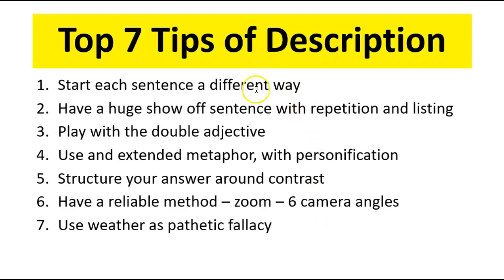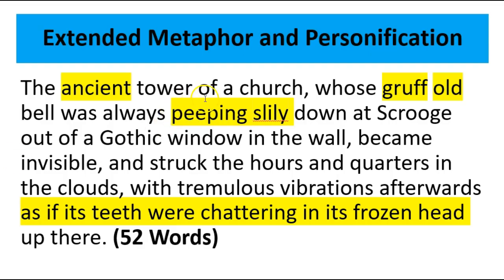So hopefully you can go back over the screens, just freeze them and test yourself to see if you can spot all these things that I've been teaching you. The one that I haven't taught you is a reliable method of zooming in and out. So let's go to that in a little bit more depth. If we go back to the description of the church tower, the description before that was about Scrooge. That was zooming in. And now look how Dickens then zooms out to describe the tower.